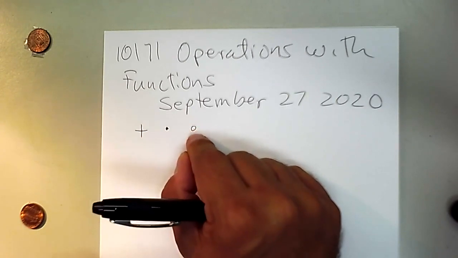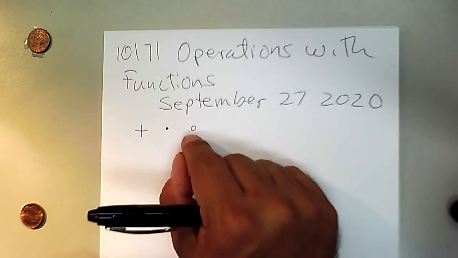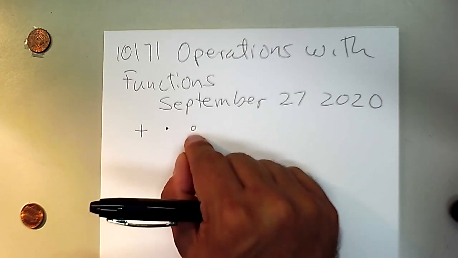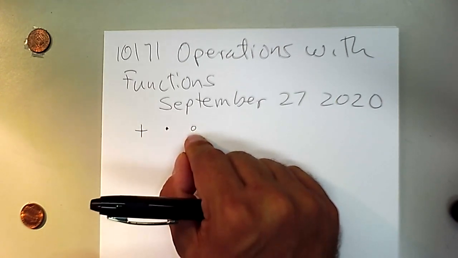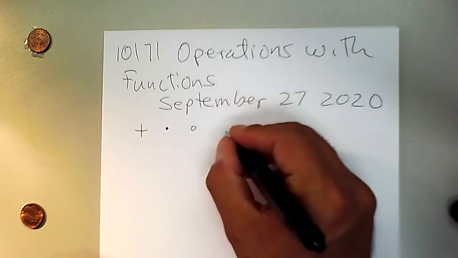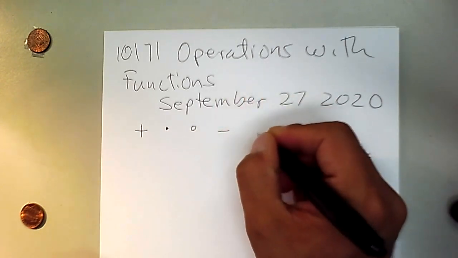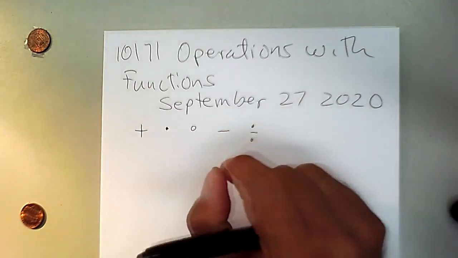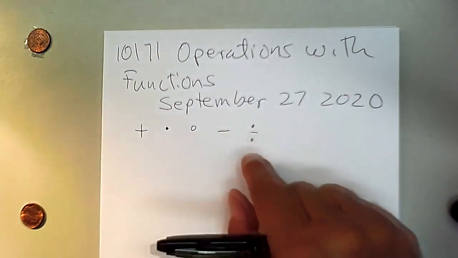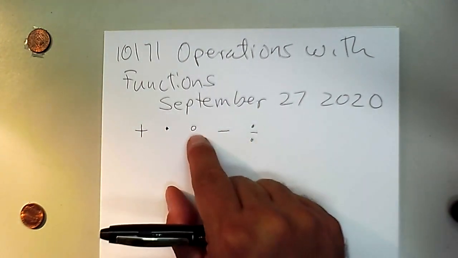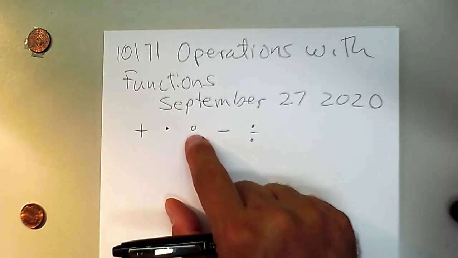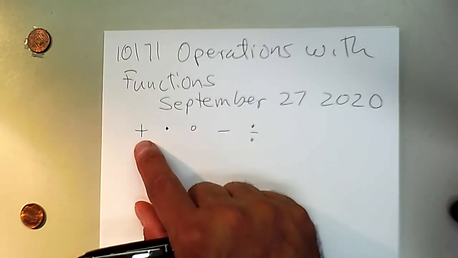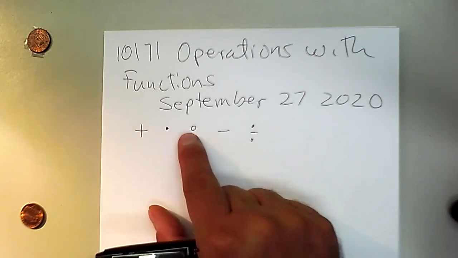Many of us have not seen composition too extensively or at all, so we have to make sure we understand this is sort of new for many of us. And then we have the subtraction, the division, and then in the next video we're going to do the inverse, which is sort of undoing the function itself. So addition, multiplication, not to be confused with composition.